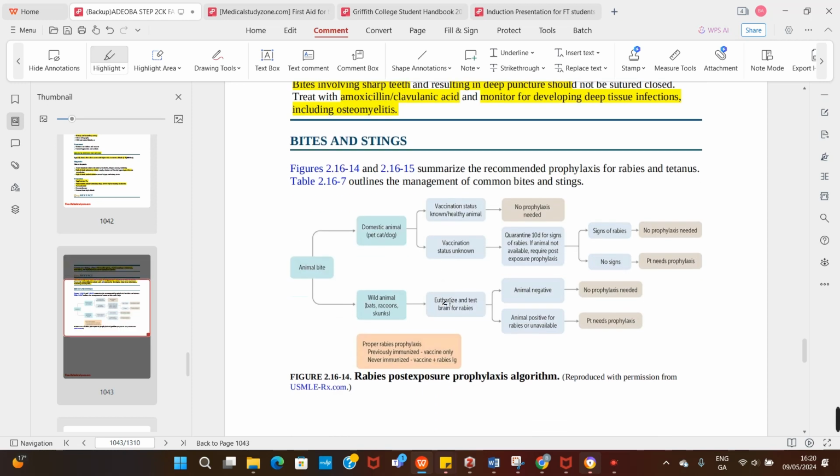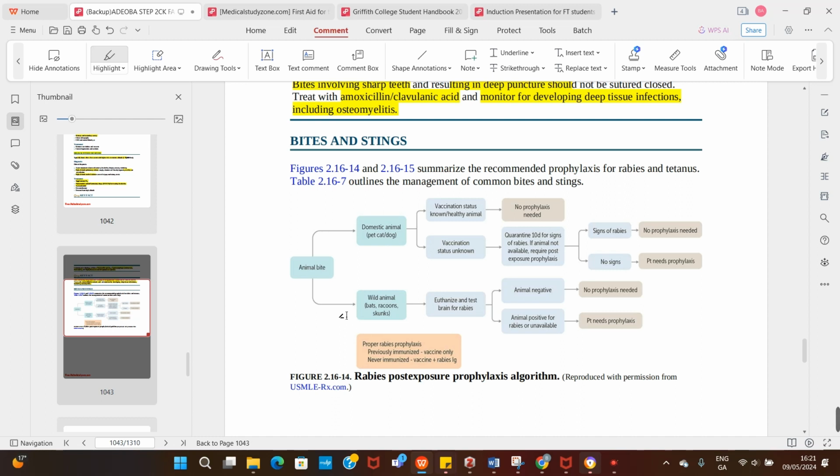So let's look at the rabies algorithm, because our Step 2 is not entirely about diagnosis and treatment; we are also going to talk more about screening, prophylaxis, treatment. Very important. So we have an animal bite. We need to first separate: is it a wild animal or domestic animal? Anything outside cat and dog is wild. So pet cat and dog, they are domestic, but bats, skunks, raccoons, those ones, they are wild animals.